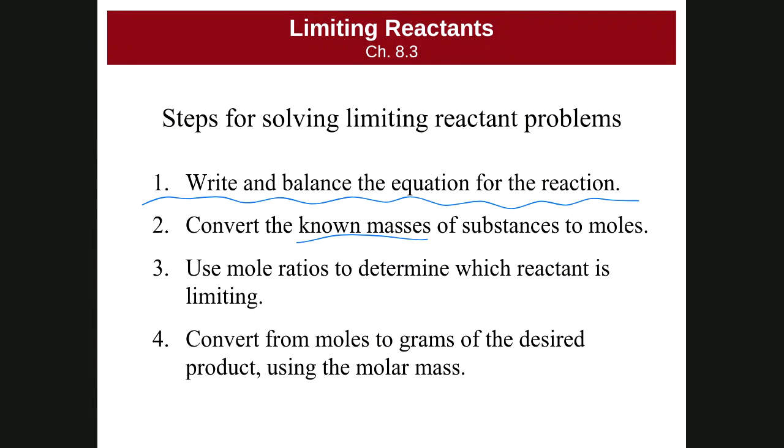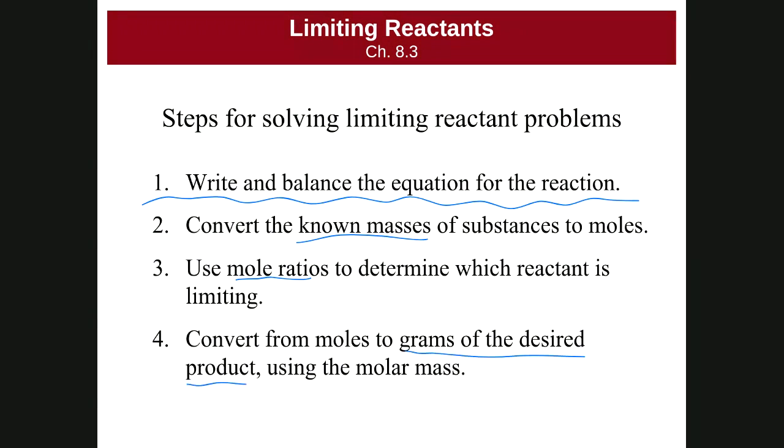Then you're going to use the mole ratios to find out which reactant is limiting by doing what we did with the sandwiches. You need to find out how much product you can make using each of your reactants, and the one that makes the least amount of product is going to be your limiting reactant. And finally, you want to take that amount of product that you get from the limiting reactant and convert that from moles to grams using the molar mass to end up with the grams of the desired product that you were able to produce.